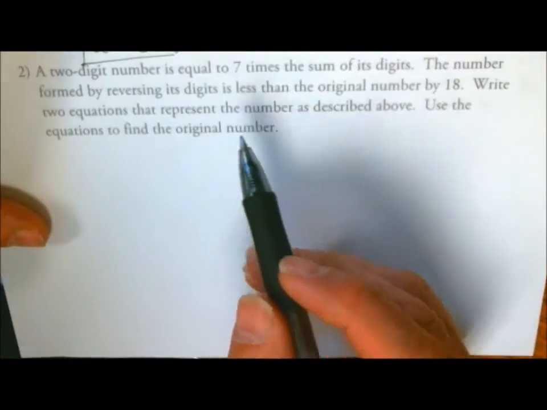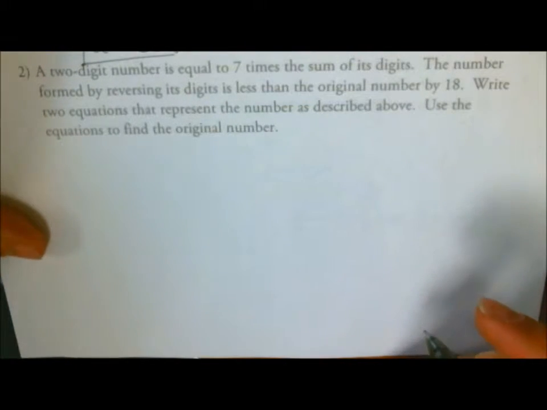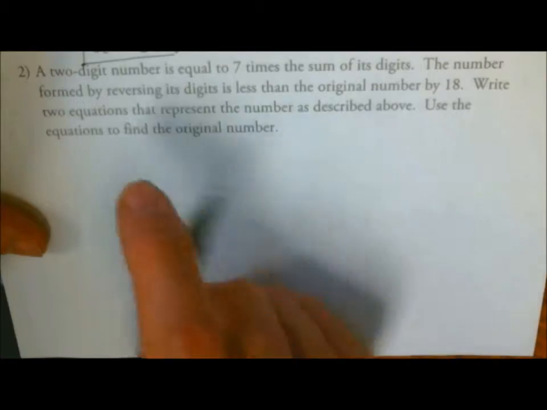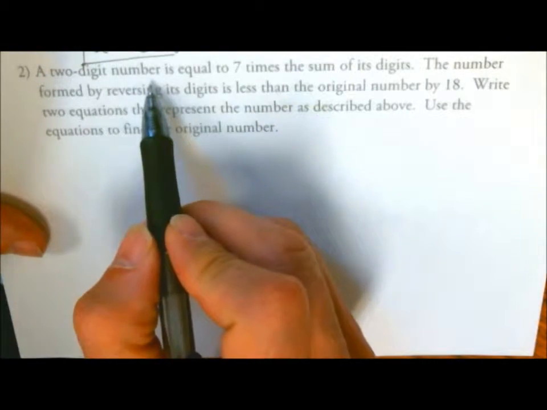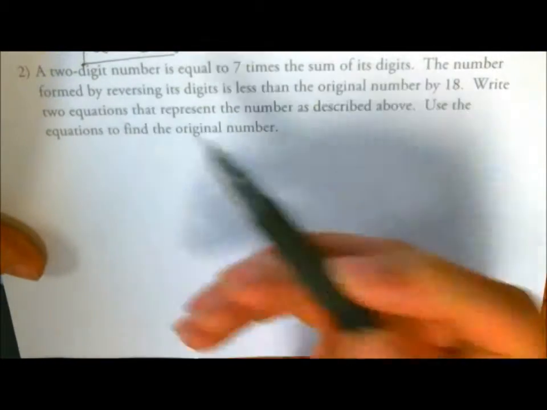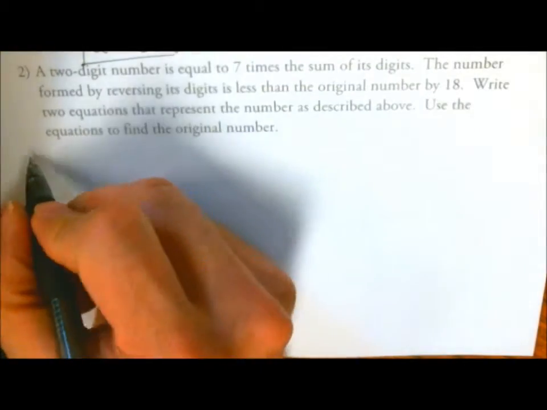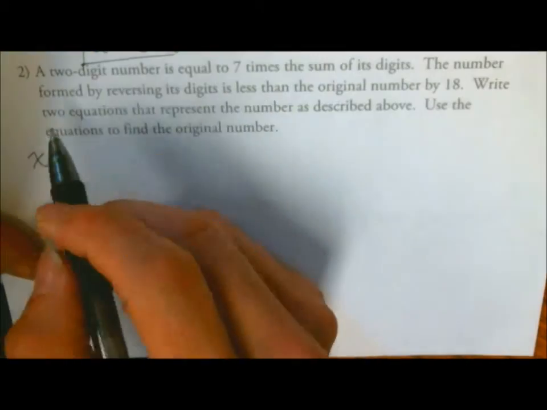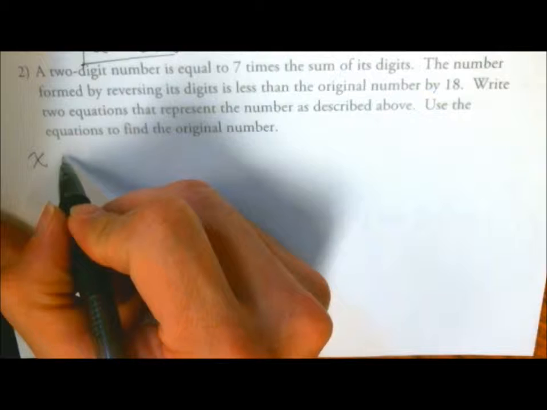A 2-digit number is equal to 7 times the sum of its digits. Whew, let's stop and think about that a minute. A 2-digit number. We don't know what the number is. Let's call it x. All right. X is a 2-digit number.